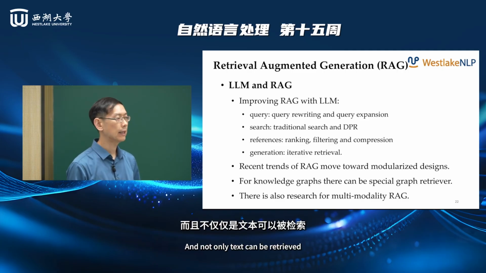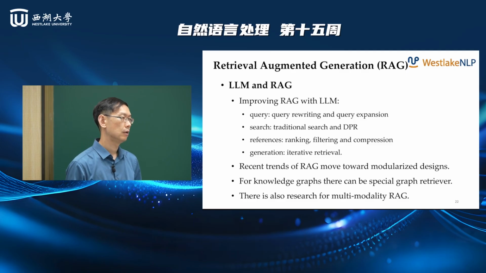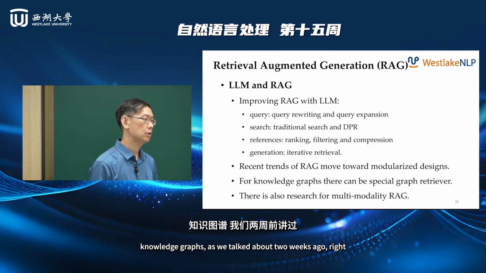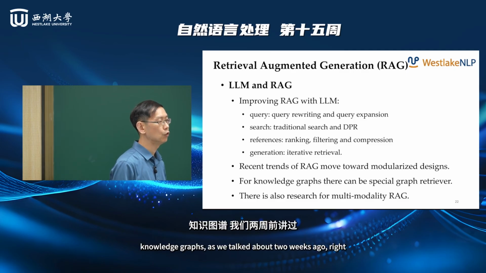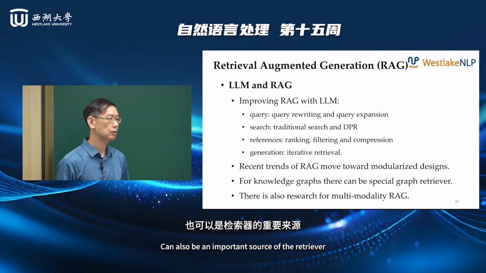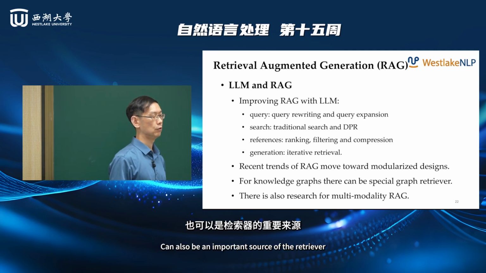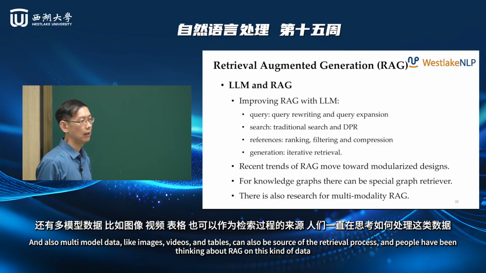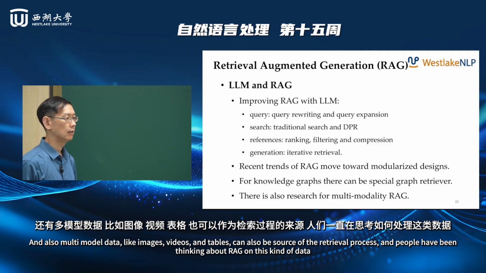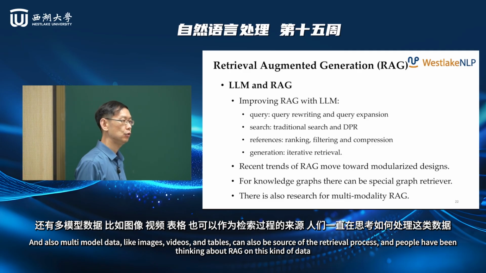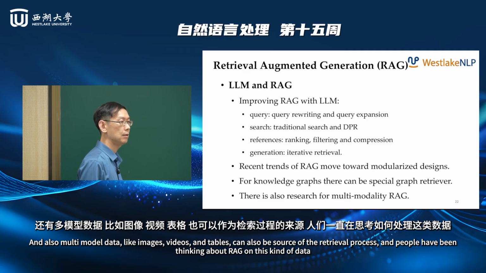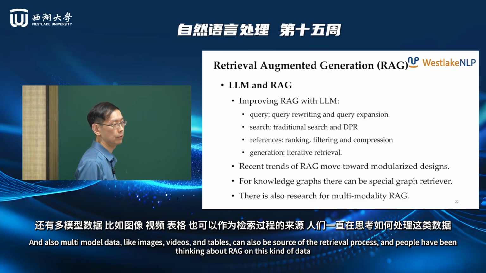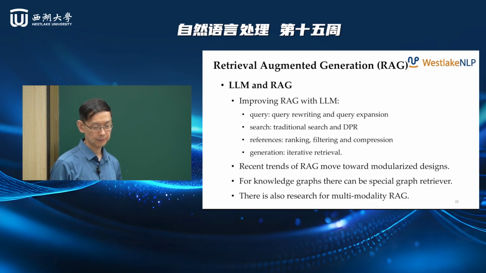And not only text can be retrieved. Knowledge graphs, as we talked about 2 weeks ago, can also be an important source of the retriever. So this is called graph RAG. And also multimodal data, like images, videos, and tables can also be sources of the retrieval process. And people have been thinking about RAG on this kind of data.